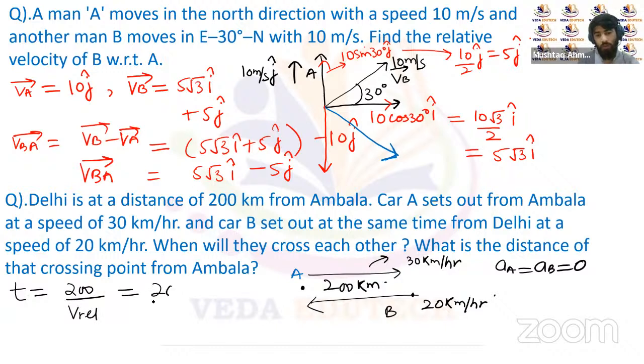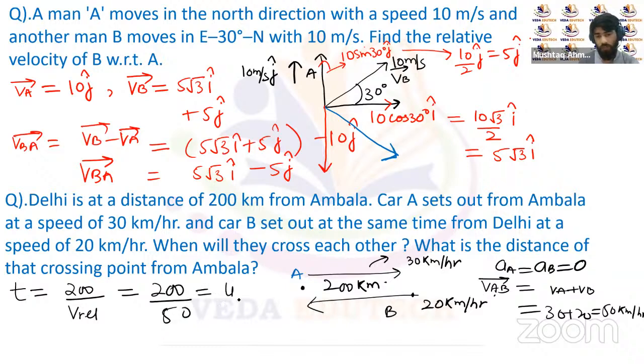So it will be 200 upon, since they are moving in the opposite direction, their relative velocity VAB will be equal to VA plus VB, that will be equal to 30 plus 20, that is equal to 50 kilometers per hour, right? So 200 upon 50 is equal to 4. It means that they will be meeting each other after time t equal to 4 hours, right?